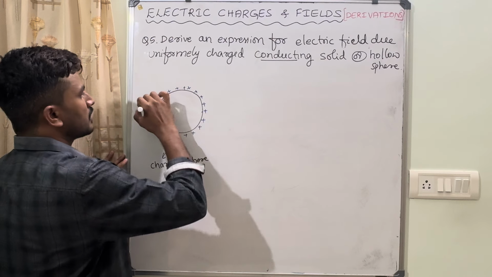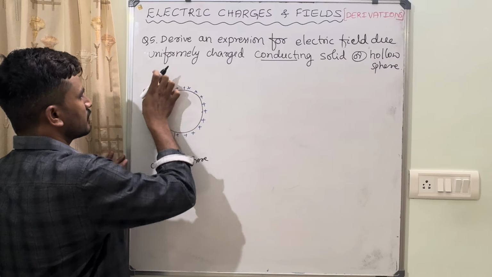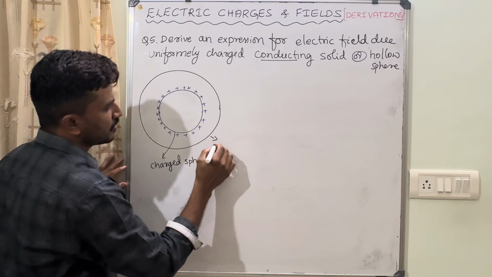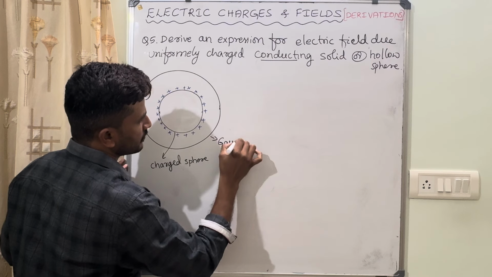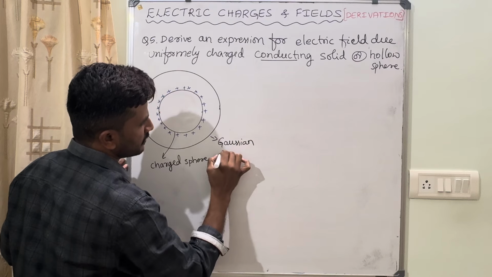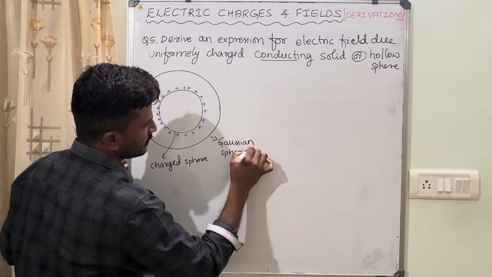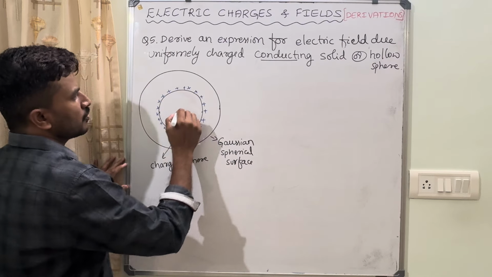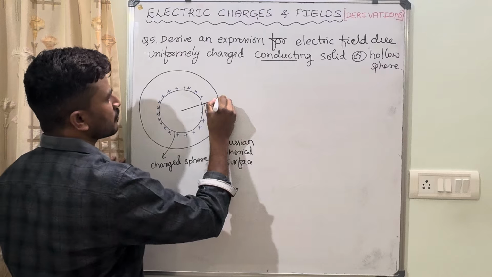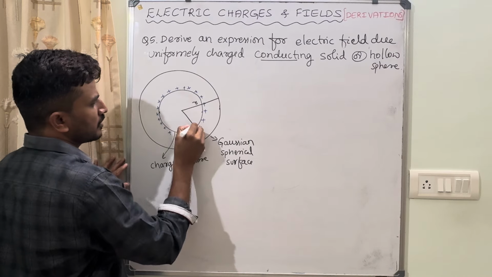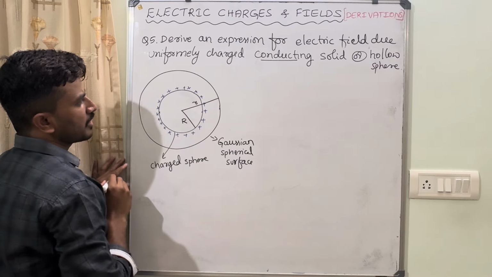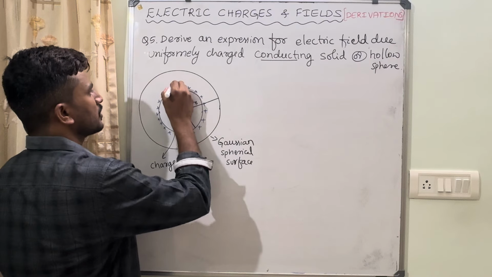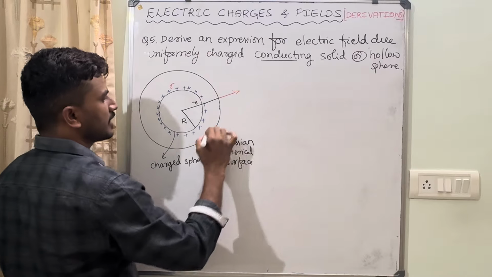So what I will do, I will consider a Gaussian surface around it, just like this, a simple Gaussian spherical surface. Let's consider the radius of the Gaussian spherical surface is small r. The radius of the conducting sphere is capital R. And if you consider the surface charge density, it will be sigma.